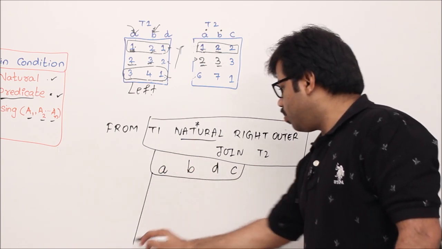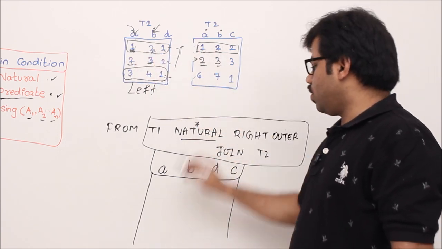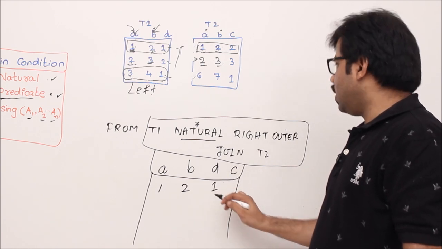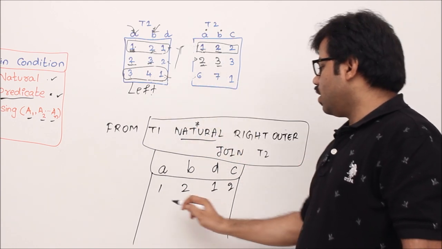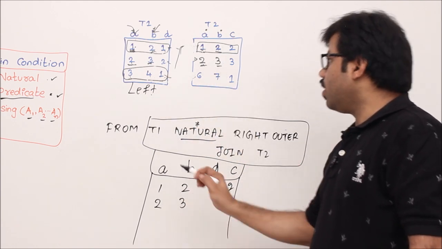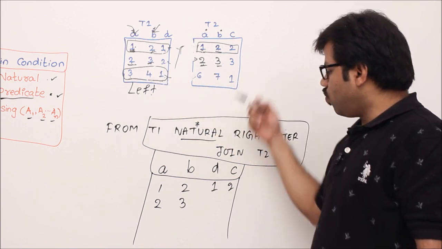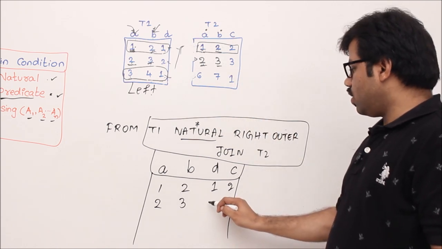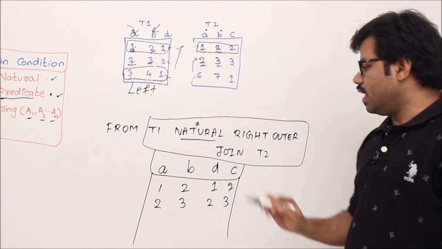And what are the values you get? One is C, 1, 2 versus 1, 2, correct? 1, 2 and D value 1, C value 2. Second one, this 2, 3 matches with this 2, 3, then you get 2, comma 3, comma 2 matches with 2, 3 matches with 3, followed by this D, C values. What is D? 2, C value 3. So this is inner join.